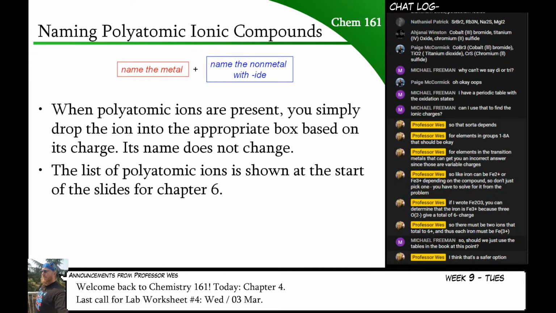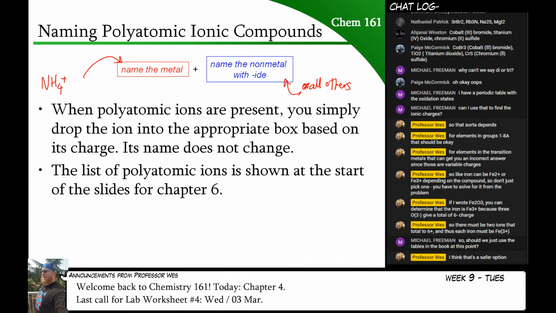All you do is drop the name of the polyatomic ion into whatever box you have. There's only one positively charged polyatomic ion, so you're only ever going to drop ammonium into the metal box if it's present. Otherwise, all the others are going to go into this box right here. So if you see a polyatomic ion in your compound, instead of naming the metal or naming the non-metal with "ide," you don't modify the name at all. You just drop its name directly in the box.